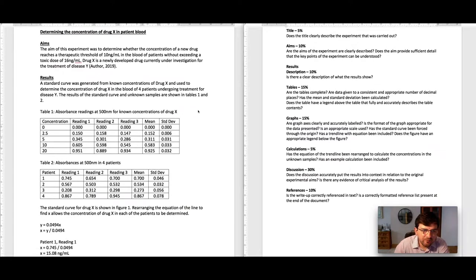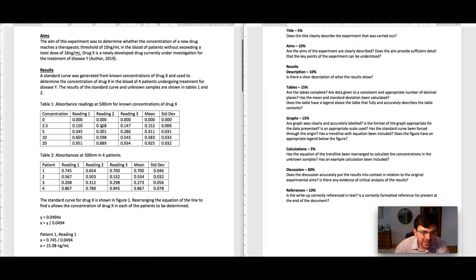Looking at the table, we have a clear legend. So the absorbance readings at 500 nanometers, and we know that it's drug X. So this is a good figure legend. When we look at the table, all of the data is provided to a consistent number of decimal places. We have the mean and the standard deviation calculated. So the data is complete.